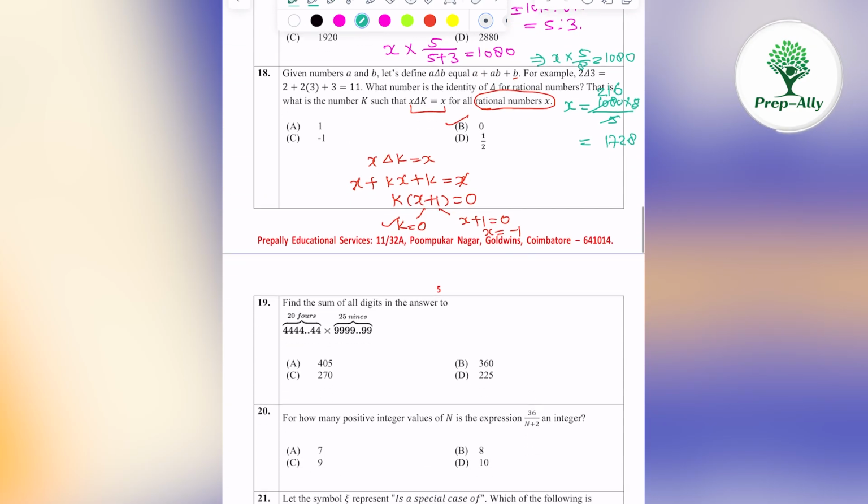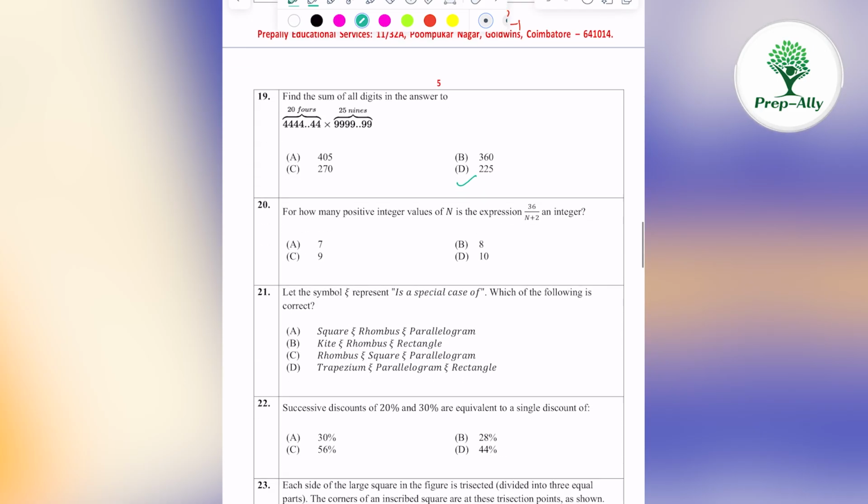So let us check the options. So in the options, D is the correct one.